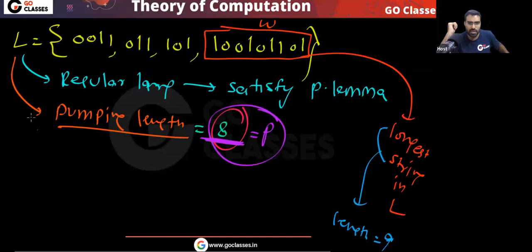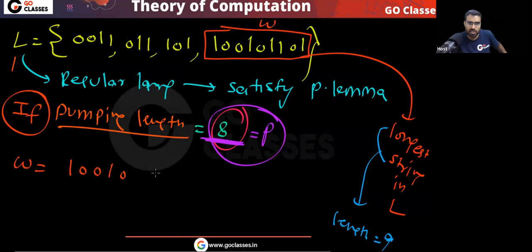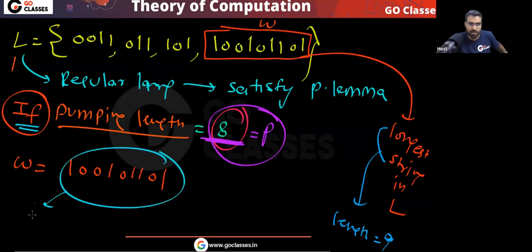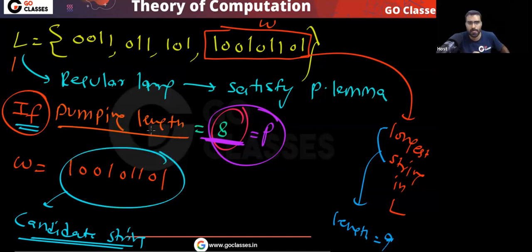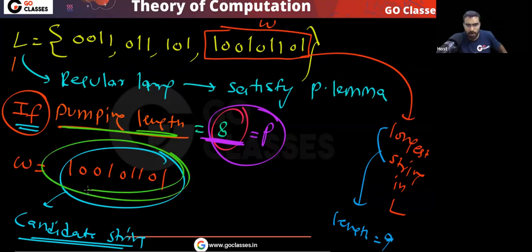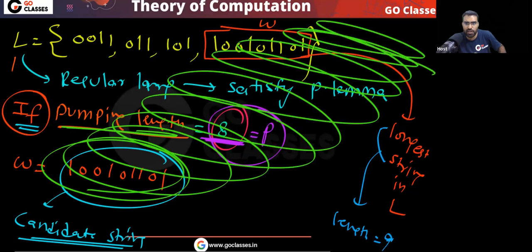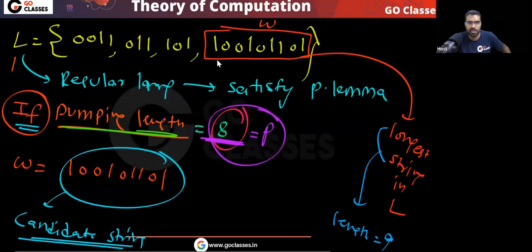So remember this point. If you take pumping length equal to 8, then this W will become a candidate string. And because this candidate string will pump, will it create an infinite number of strings or not? Pumping lemma is satisfied, so this string will pump and create an infinite number of strings. So your language will become infinite, but your language is finite.